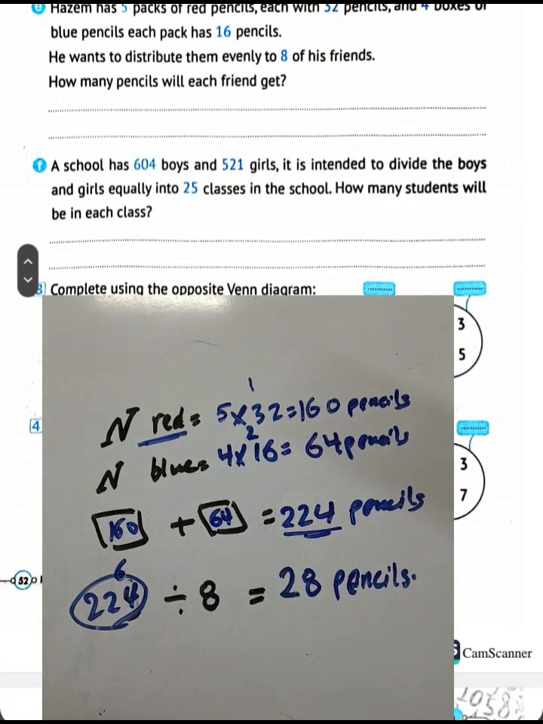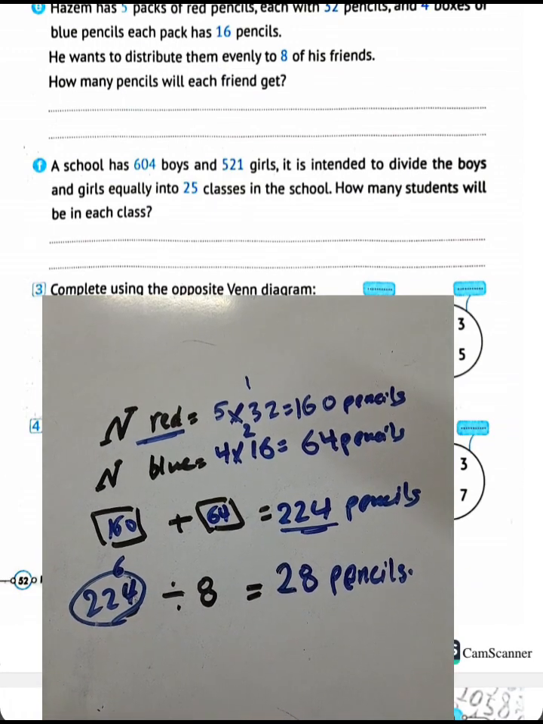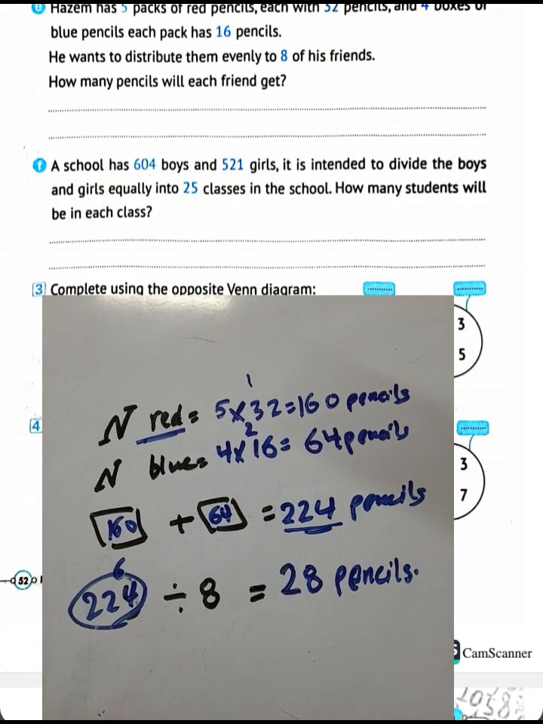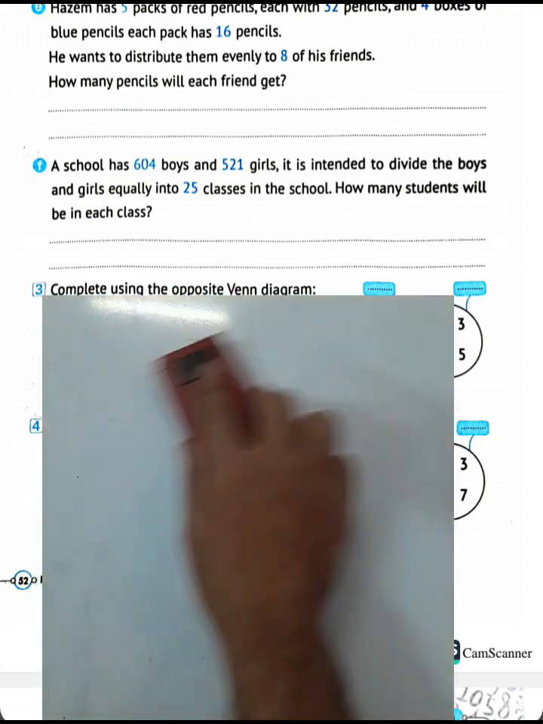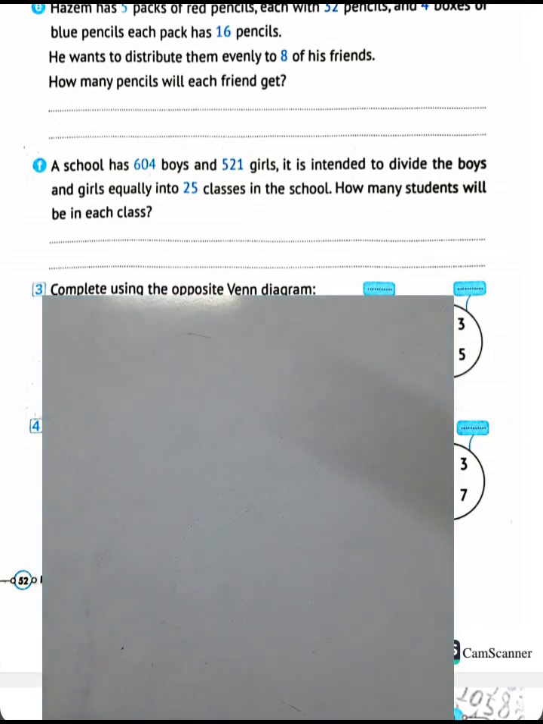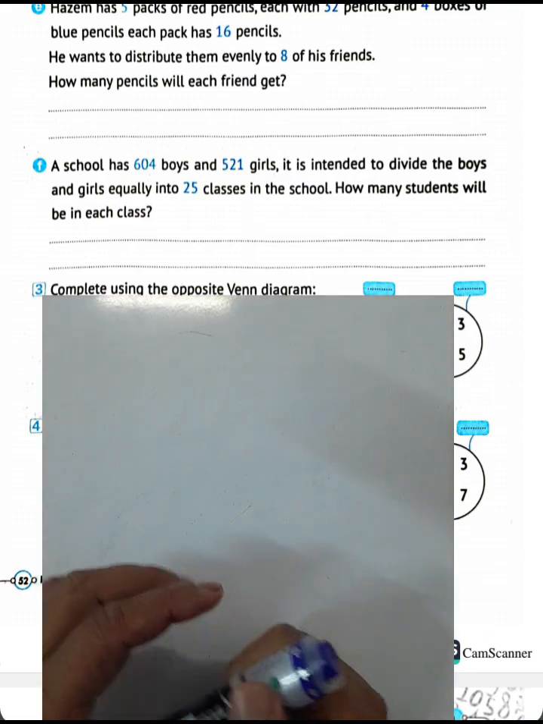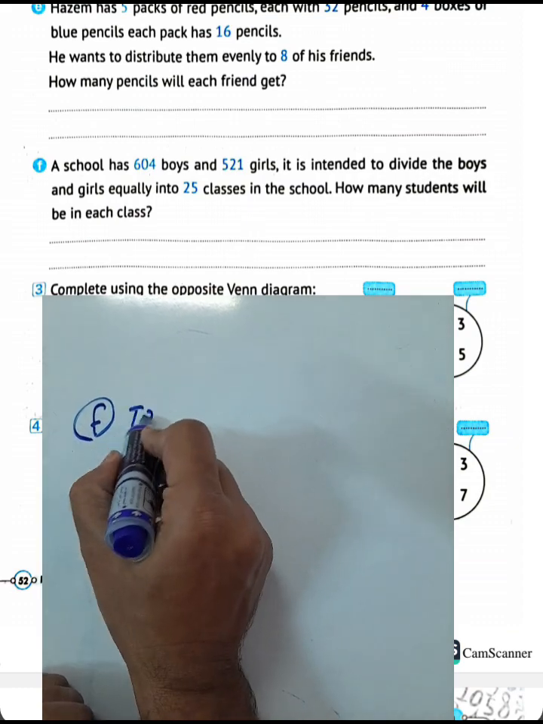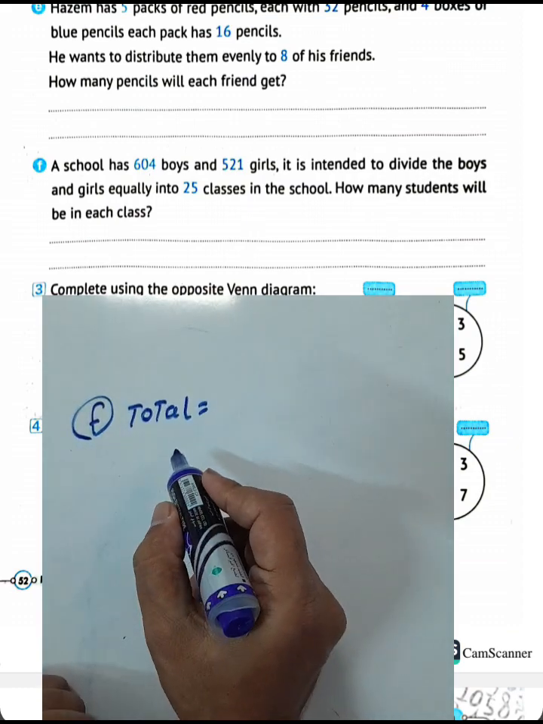Question letter F. A school has 604 boys and 512 girls. It is intended to divide the boys and girls equally into 25 classes. In the school, how many students will be in each class? Okay, first step, we must know the number of all students. We can find the total by adding the number of boys and the number of girls.